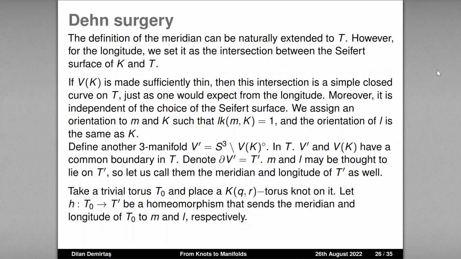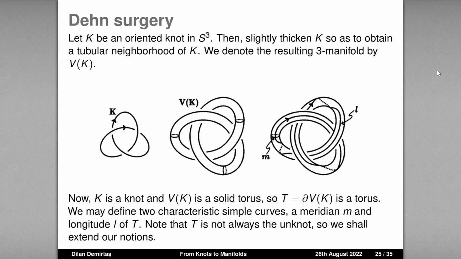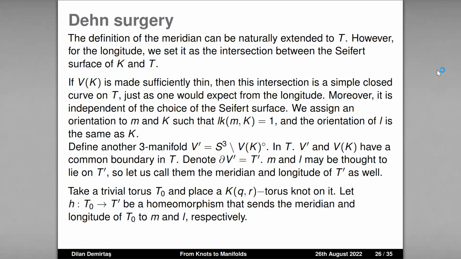For the longitude, we set it as the intersection between the Seifert surface of K and the torus. So actually not the torus, the boundary of the tubular region. If we make the tubular region sufficiently thin, then this intersection is a simple closed curve on T, just as one would expect from the longitude. Moreover, it is independent of the choice of the Seifert surface.